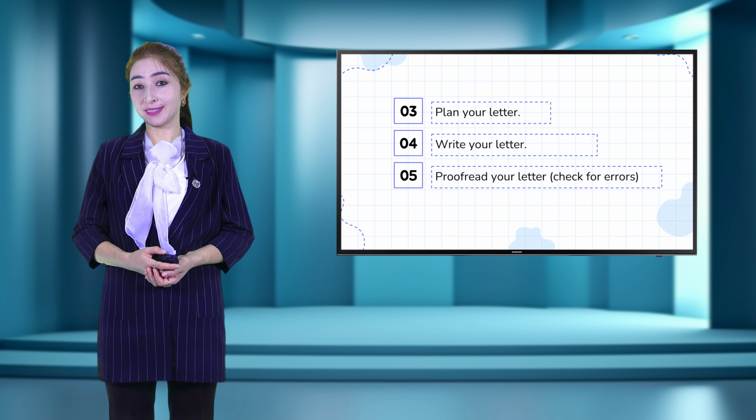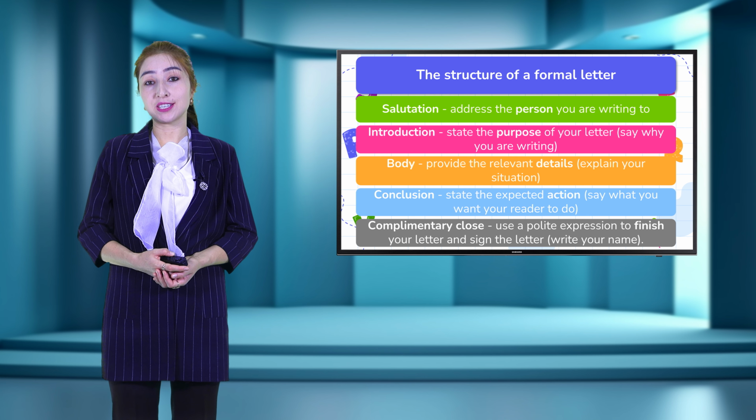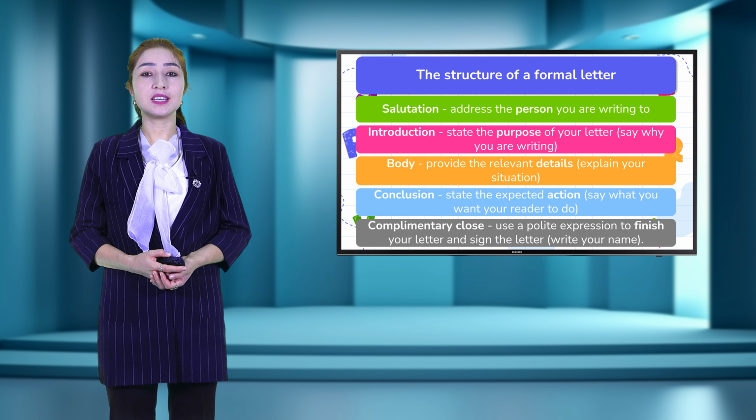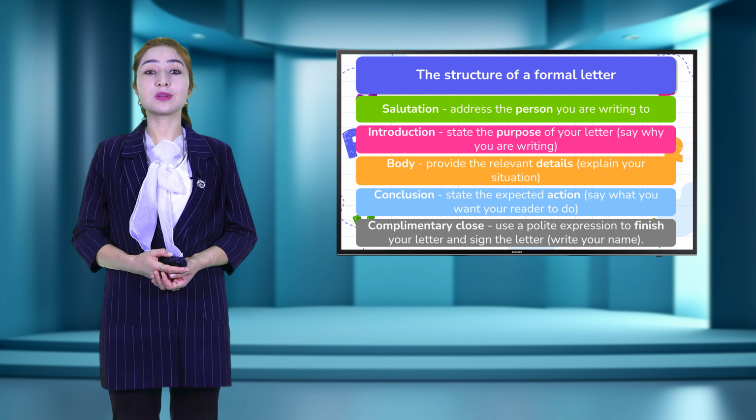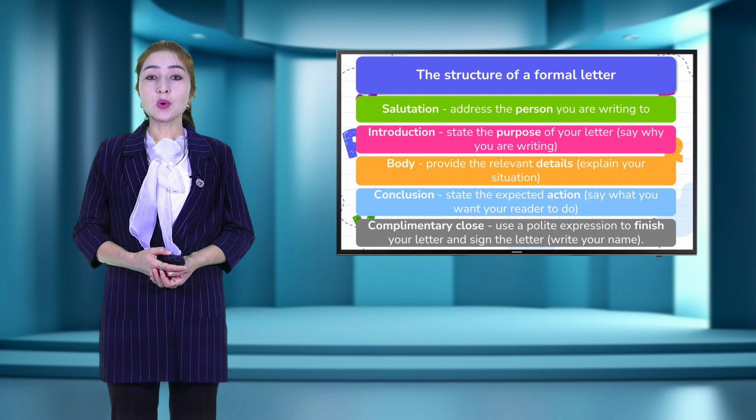When it comes to the structure of the formal letter, the first thing is considered the salutation. It means address the person you are writing to. It's called the salutation. And the second one is the introduction. The introduction is to state the purpose of your letter. Say why you are writing. And the third one is called the body paragraph.